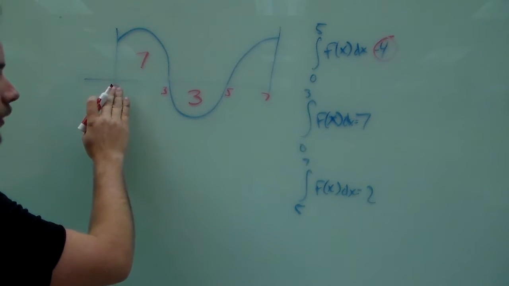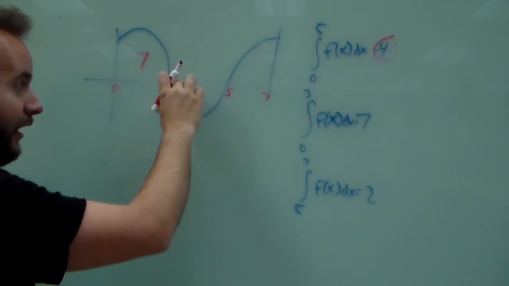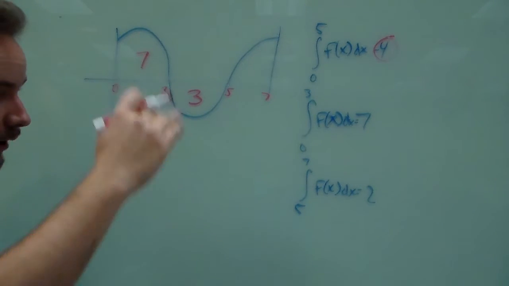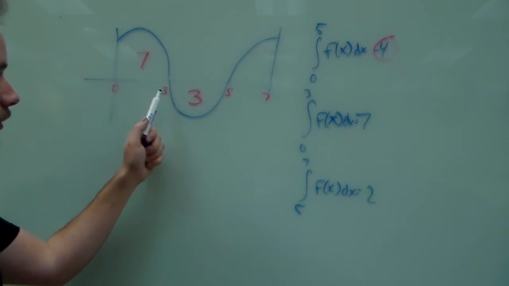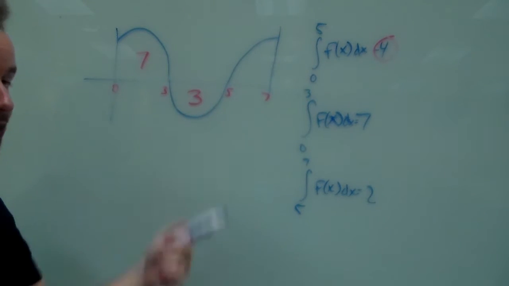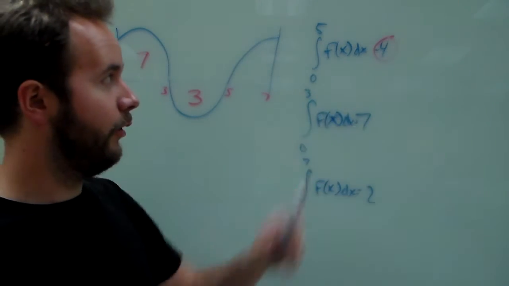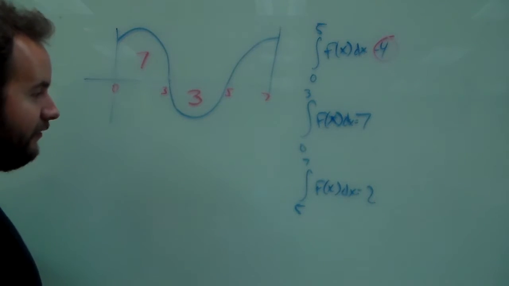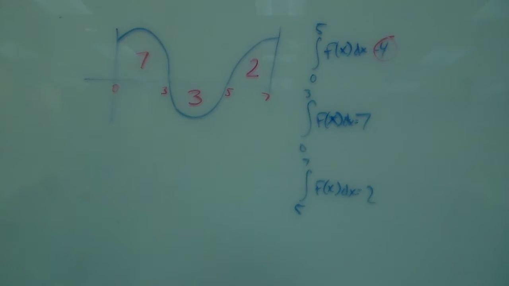We know that the integral from 0 to 5 is supposed to be 4. So that gives us the positive 7 from the top and a negative 3 from underneath the x-axis. So this all checks out. From 0 to 3 is 7, from 3 to 5 is negative 3, so from 0 to 5 we get 7 minus 3, which is the 4 we're looking for. All right, and the last piece says that the interval from 5 to 7 is 2. And with that in mind, we can start to answer all these questions.